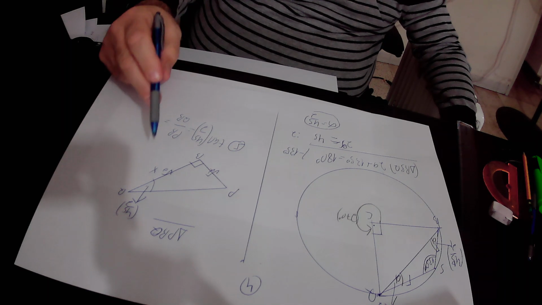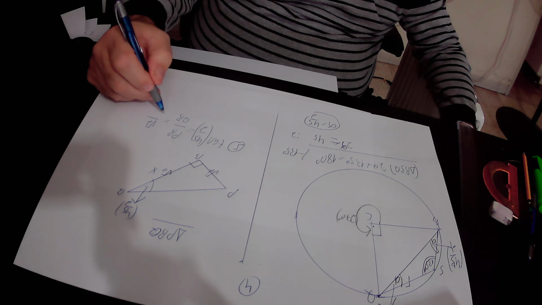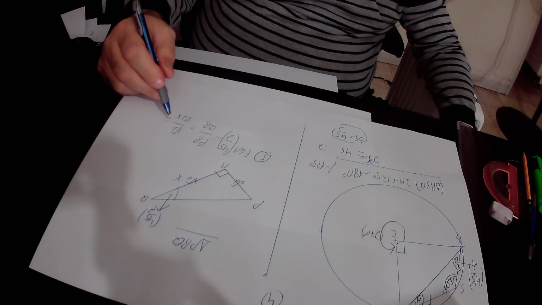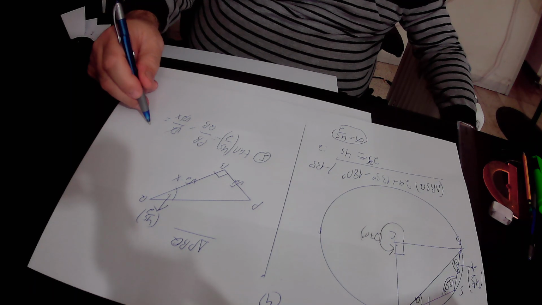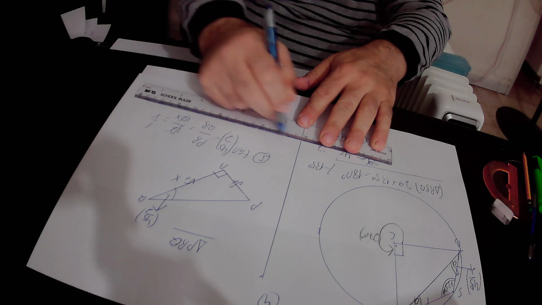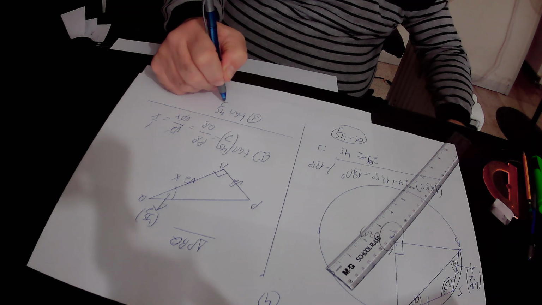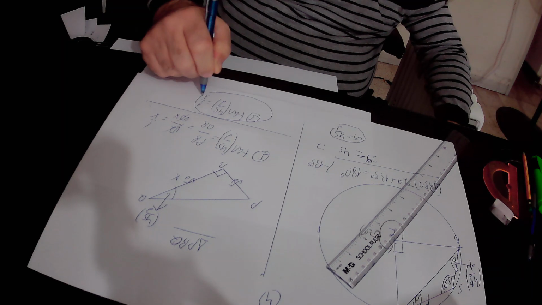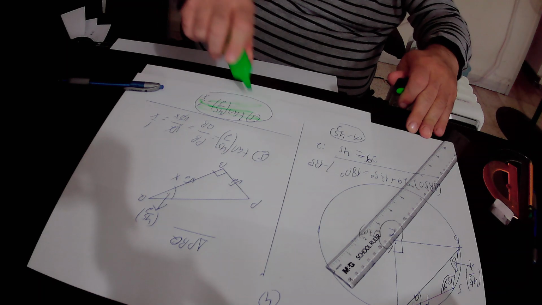So tangent 45 over 2 degrees equals PB, that is square root of 2, over QB, that is square root of 2 times x. So here we have square root of 2 in the numerator and square root of 2 in the denominator, so the square root of 2 will get cancelled, and we're left with 1 over x. So in conclusion, according to equation number 1, tangent 45 over 2 degrees equals 1 over x.